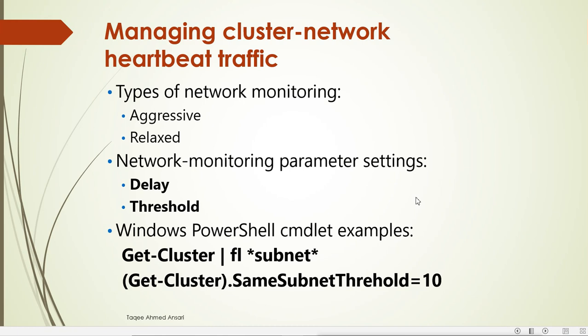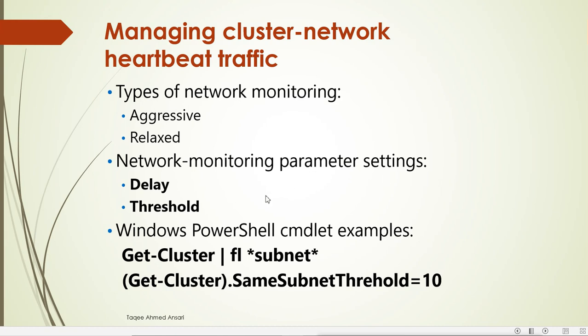Then for managing the cluster network traffic, heartbeat traffic, we have two types of network monitoring: aggressive and relaxed. We can do the monitoring of the network. There are network monitoring parameter settings: we can use delay or threshold. Now, what will aggressive do? Aggressive monitoring means it will monitor everything. Relaxed will monitor only the errors. Then in the parameters we have delay and threshold. Delay will do delayed monitoring. Based on the threshold, it will do the monitoring.